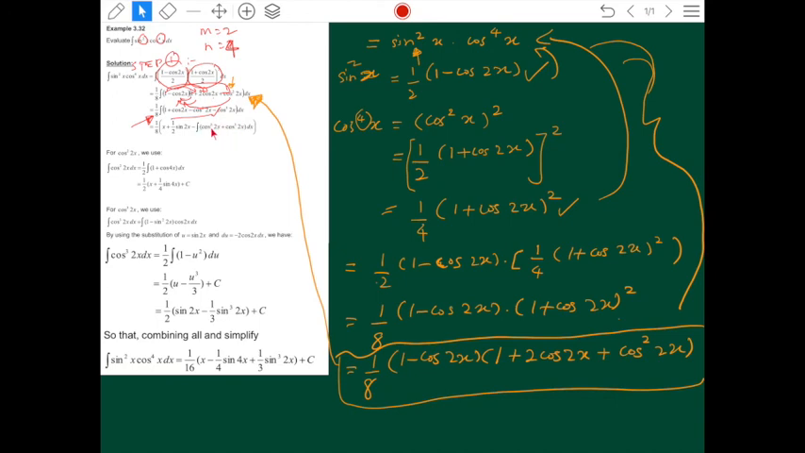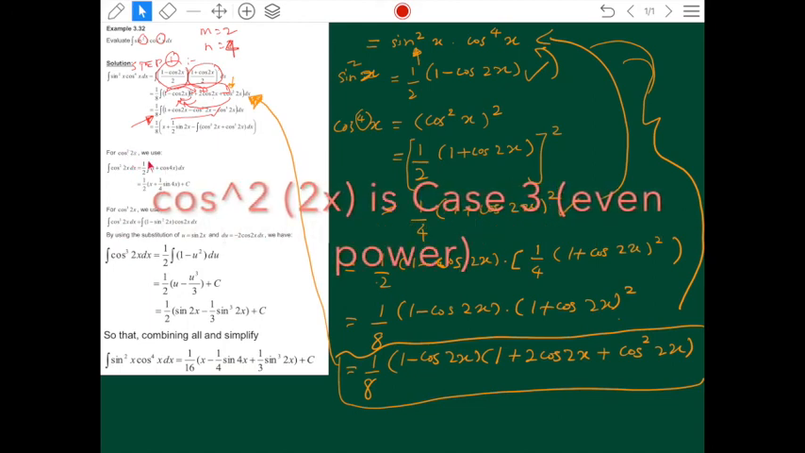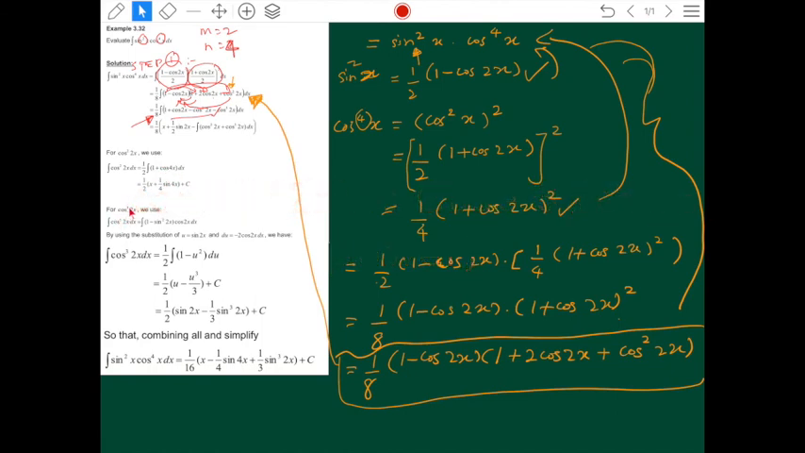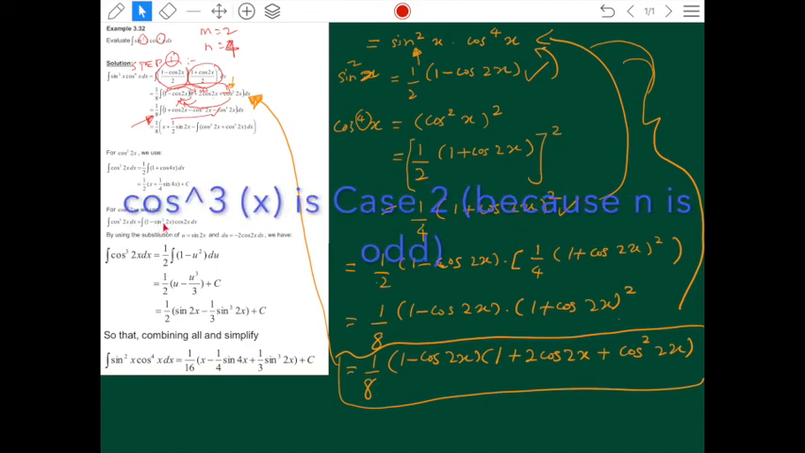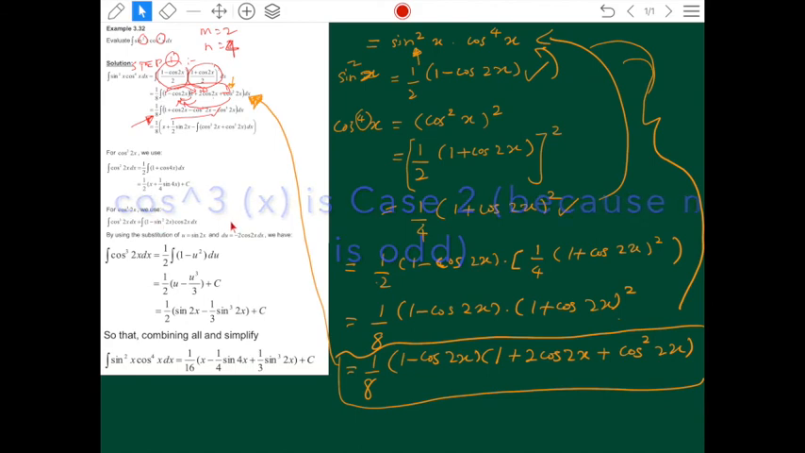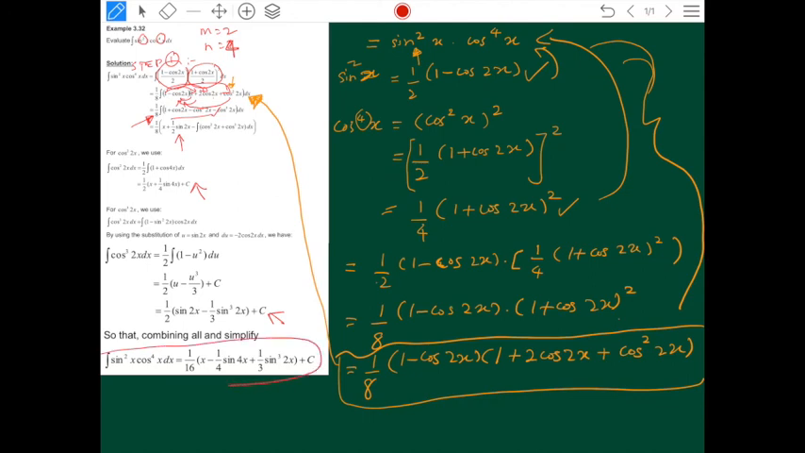Now for the remaining terms, they are in the form of powers. For cos squared 2x, this is the even case, so we use this trigonometry identity to solve it. And as for the odd power here, we use case 2. We have discussed that previously, so I don't want to explain it here anymore. You can refer to the previous minutes of the video. And this is the solution of cos power of 3. Then you need to combine your answers starting from here and here to become the final answer.